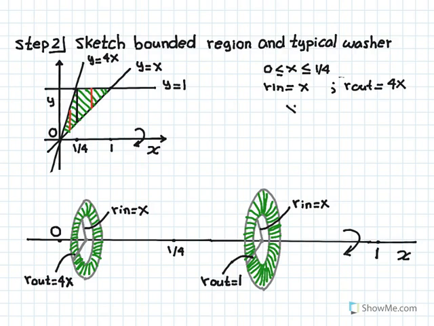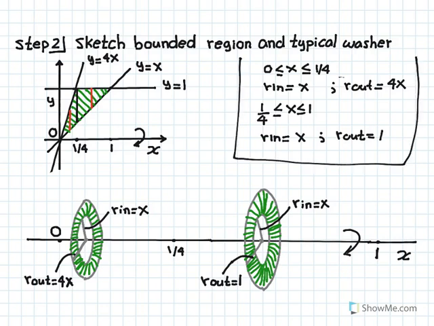When x is between 1/4 and 1, when x is larger than 1/4, the inner radius doesn't change, it's still x. But the outer radius changes. The outer radius is 1. For that reason, we need to do it in two stages, and we have to add the two results.